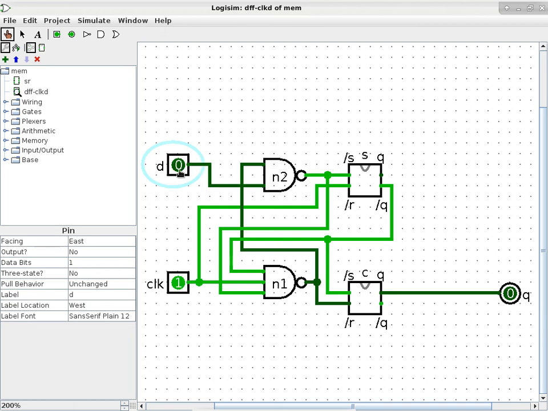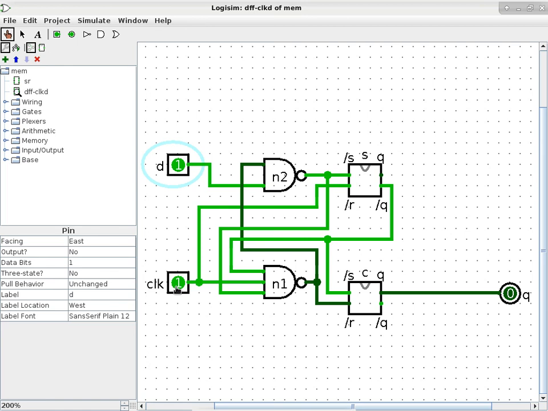Okay, so let me change D from 0 to 1, and then we're going to say, okay, what if I click on clock so it goes from 1 back to 0? Is that going to trigger any changes that we should know about? Well, it will trigger some changes for sure. Because when clock goes from 1 back to 0, N1 is going to change its output, right? It's going to change its output to a 1, which means the SR latch will now have both inputs being 1s. What does that mean? It means don't do a single thing, go idle, do nothing, right? Okay, so that means the output is not going to change.